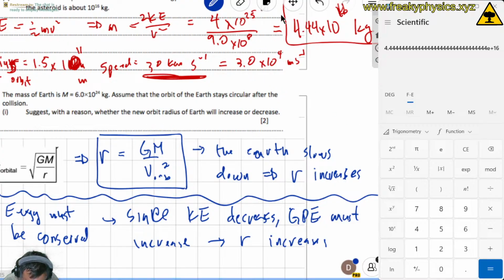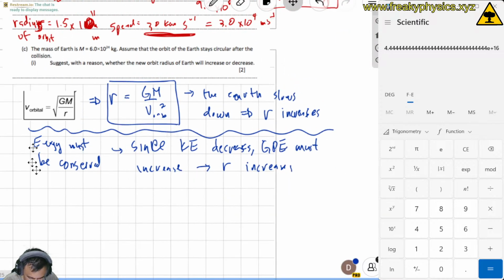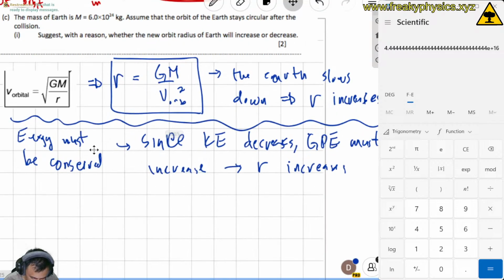Any other question here? But why does GPE have to increase? Because energy must be conserved. If it wasn't conserved, then no problem, we wouldn't have to think about energies anymore. Why is it conserved? Because basically the only energies in there are gravitational energy and kinetic energy, and both of those are conservative energies. There's no friction, there's nothing else that would remove energy from the system, so to speak.